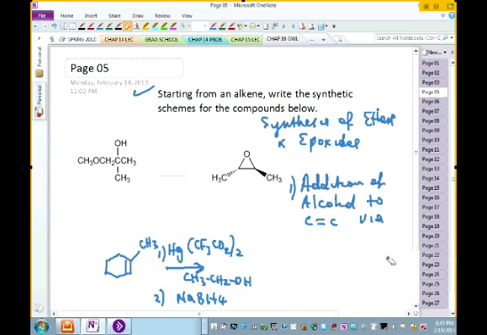Okay, the clue here, think of this as a Markovnikov type addition. Keep in mind, what do we say we are adding? We are adding the elements of alcohol across the carbon-carbon double bond. In other words, the alkoxy, in this case ethoxy, goes to one carbon, and hydrogen goes to the other carbon.